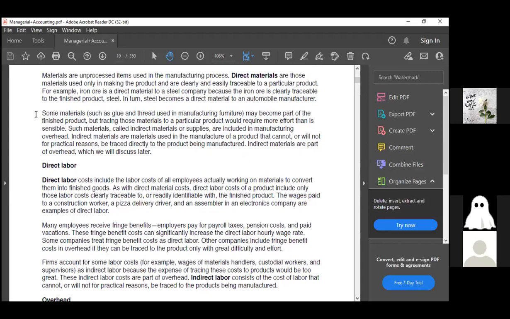Okay, so what they're saying again here is direct labor does not mean every labor working in the manufacturing plant. So every labor in the manufacturing plant is not direct labor. Only the people who are working on converting your raw material into the finished product are direct labor, whereas other people are not.